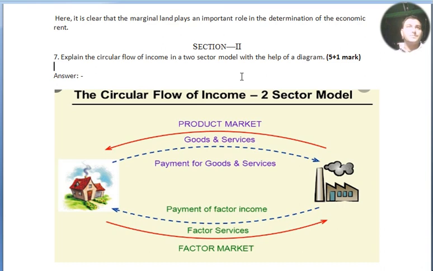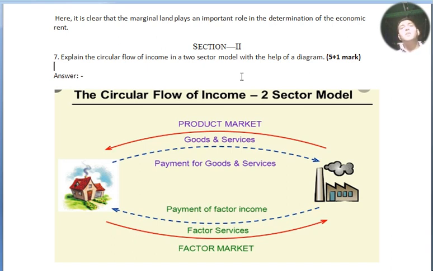Now section 2, question number 7. Explain the circular flow of income in the two-sector model with the help of a diagram, for 6 marks, 5 plus 1. The diagram you can see is the circular flow of income, two-sector model. Household is there and firm is there.